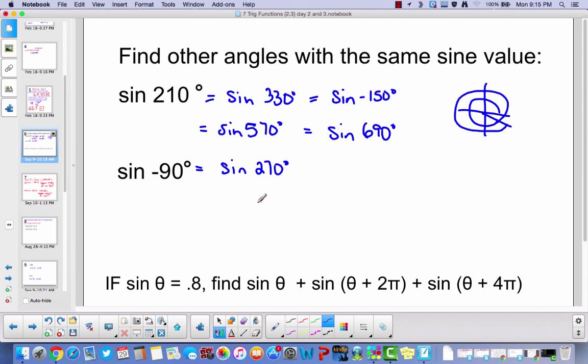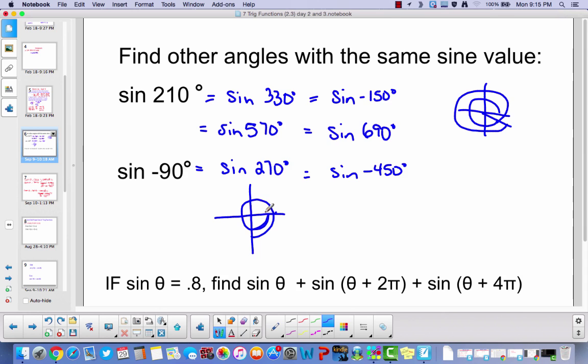Same thing with the sine of 270. We could say it's the sine of negative 90. We could continue going on around and have negative 90 plus 360. So it would be the sine of negative 450 degrees.